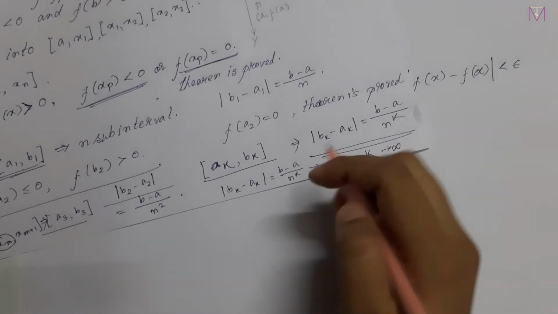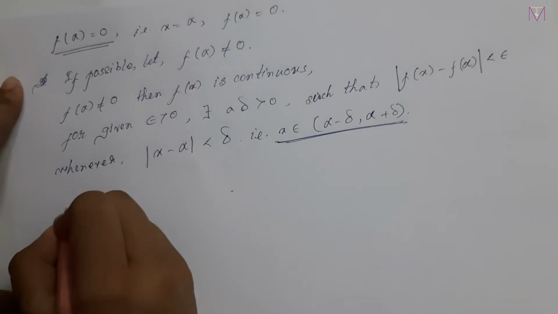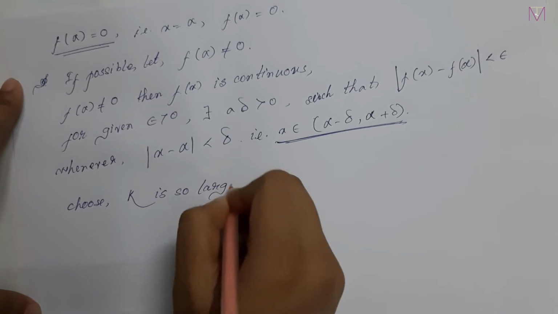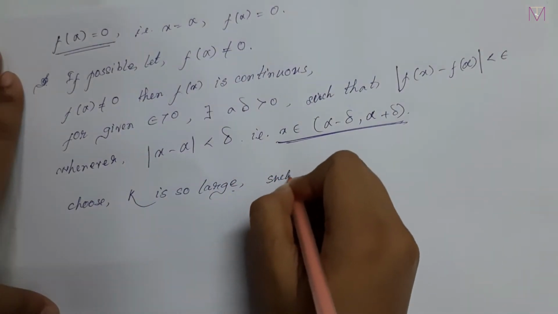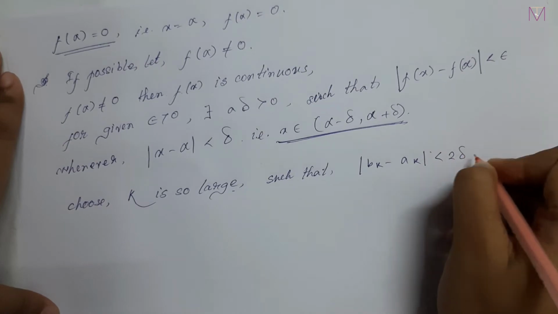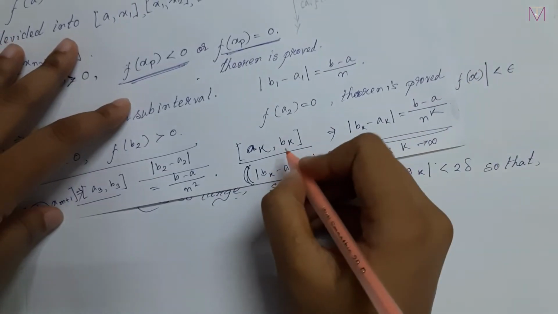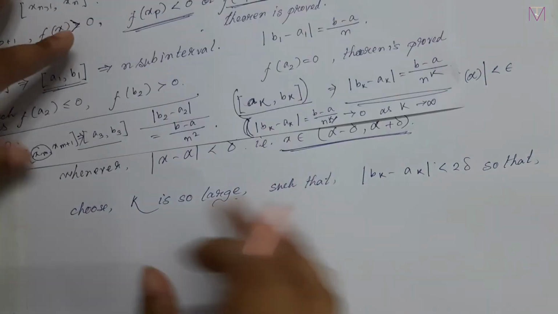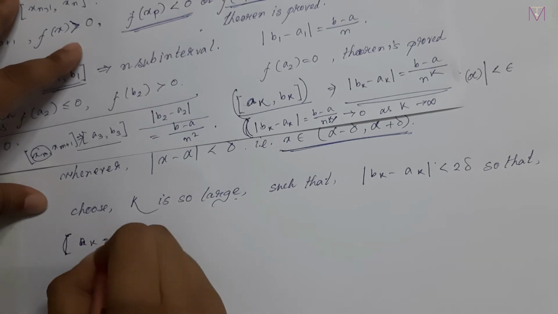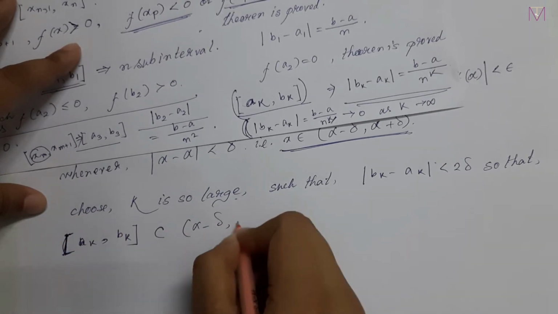Now we go back to this point. Let us choose k so large such that b(k) minus a(k) is less than 2 delta, so that this interval (a(k), b(k)) is a subset of (alpha minus delta, alpha plus delta).